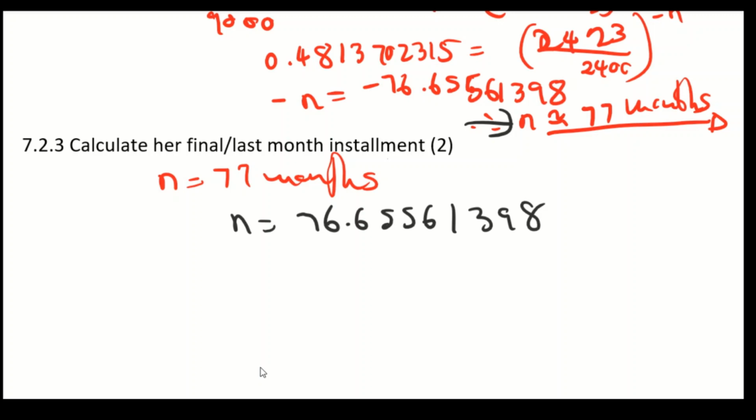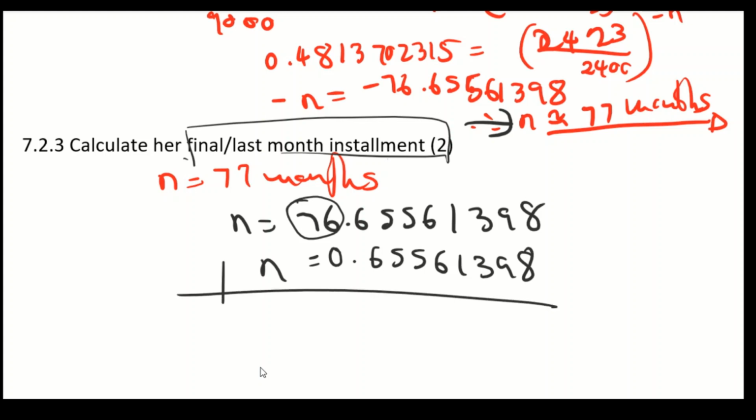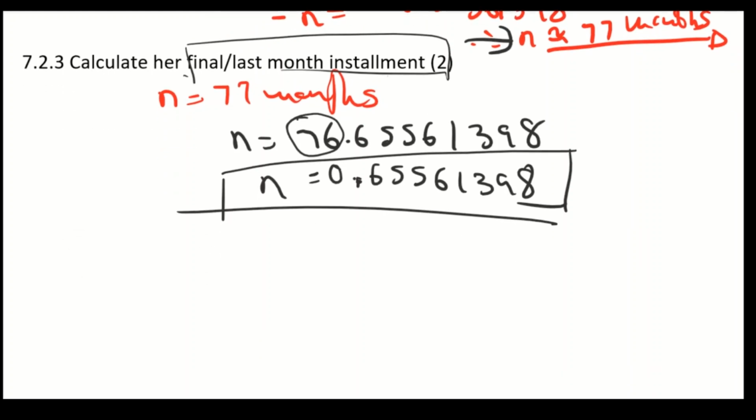So we know very well that all these payments, 76 payments, will be made just before this final payment is made, and in the last month we will remain with 0.65561398 of a payment that is going to be made. The last payment that is going to be made is this one, right? So we want the actual value of this.